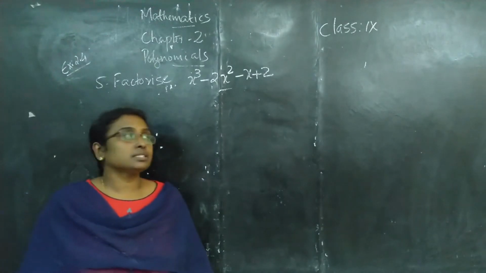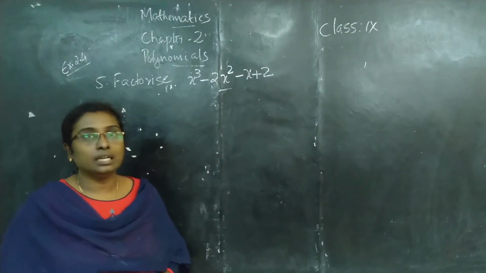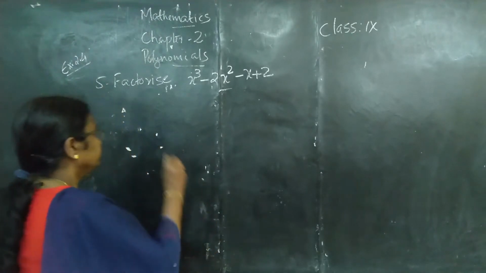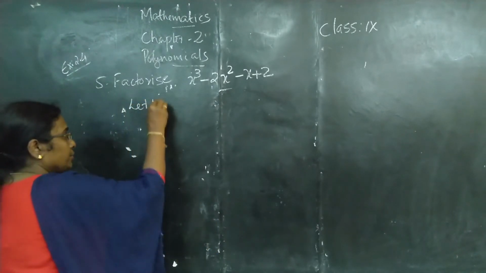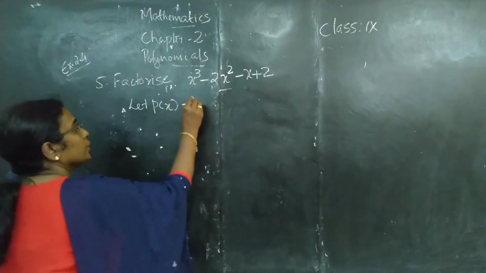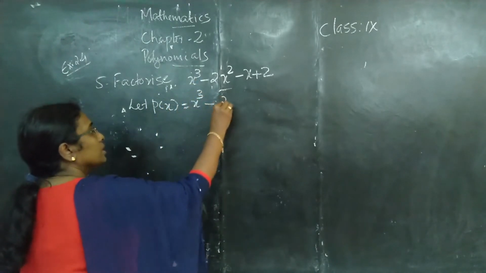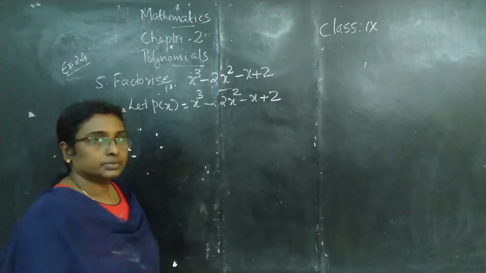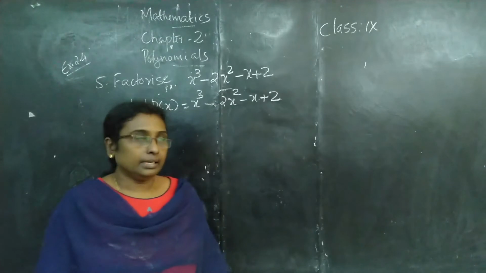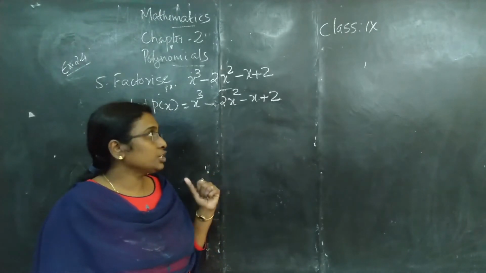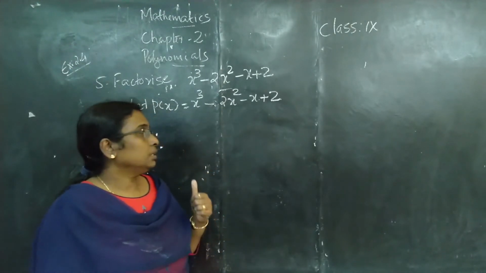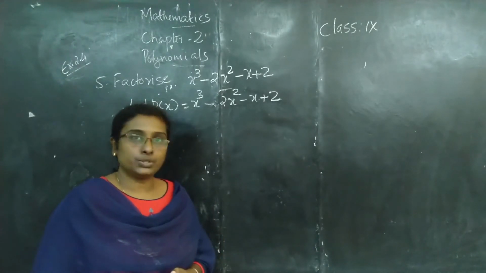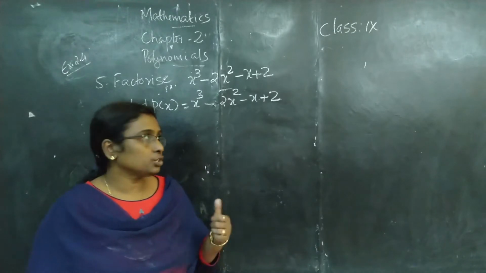How can we factorize this polynomial? For this, first we consider this polynomial as p of x. Let p of x equal to the given polynomial, x cube minus 2x square minus x plus 2. Then find the factors of the constant term. What is the constant term here? In this polynomial, the constant term is plus 2, isn't it? What are the factors of 2?